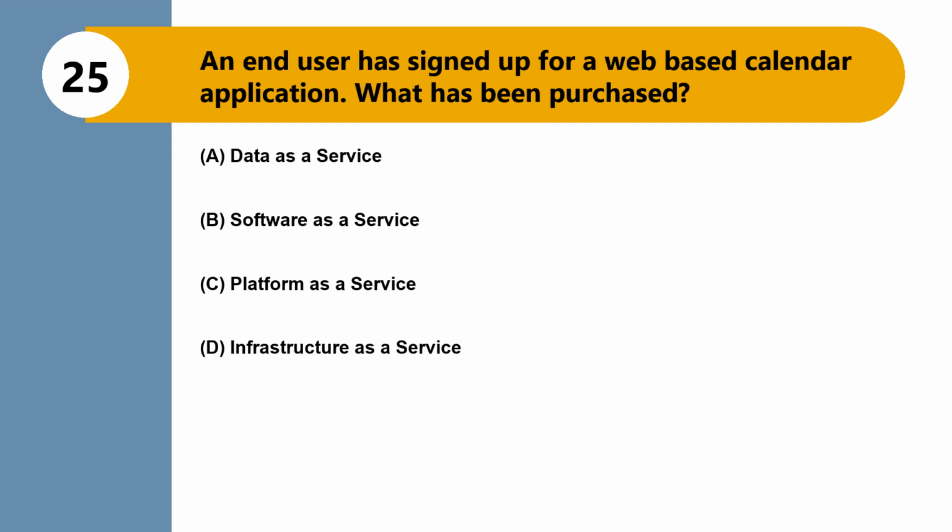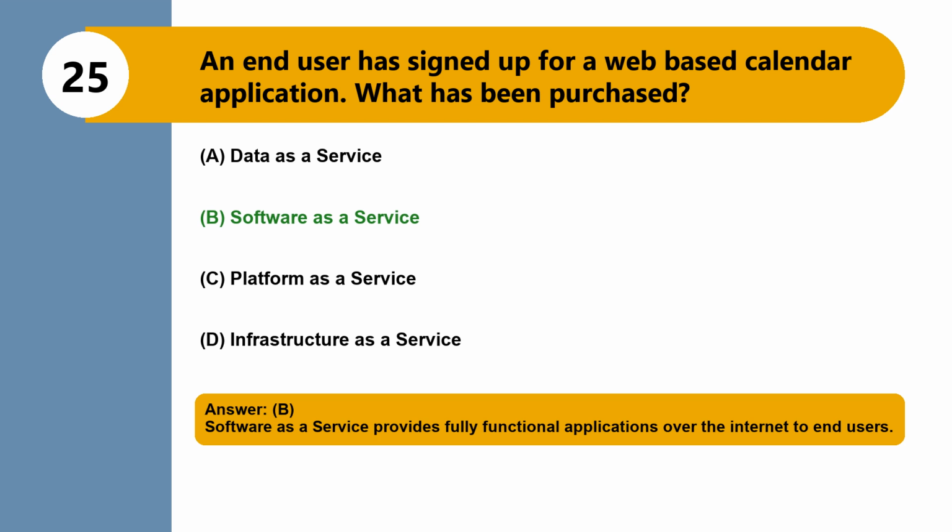Question 25. An end user has signed up for a web-based calendar application. What has been purchased? Option A, data as a service. Option B, software as a service. Option C, platform as a service. Option D, infrastructure as a service. The correct answer is option B, software as a service. Software as a service provides fully functional applications over the internet to end users.